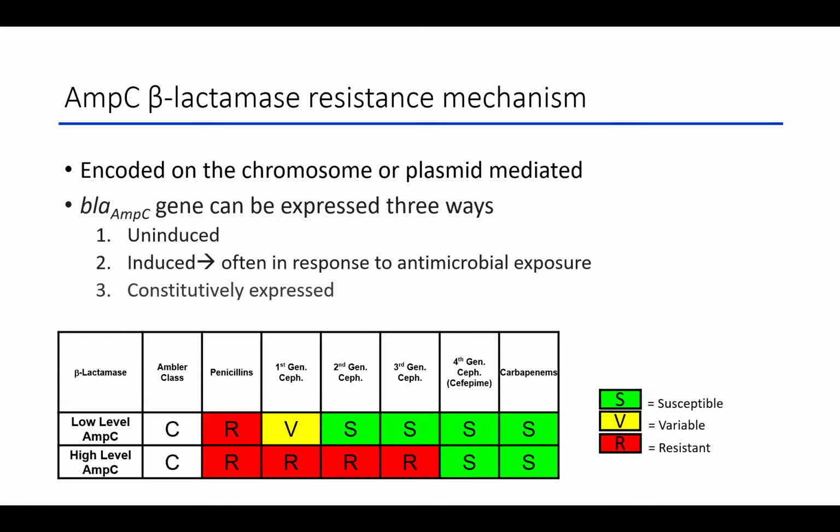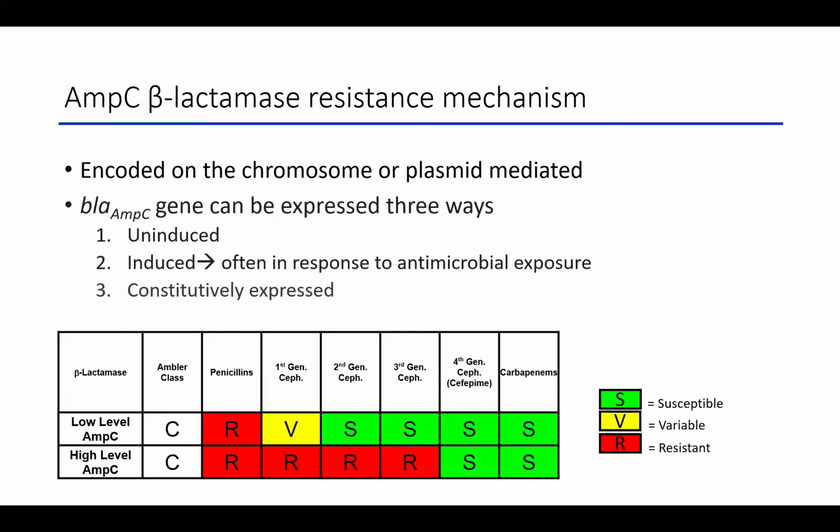One is uninduced, and that is going to be this low level here. You can see resistance to penicillins and variable resistance to first generation cephalosporins, but otherwise pretty susceptible. Induced is the high level AMP-C. That's where you get resistance to first, second, third generation cephalosporins or cephamycins. And then constitutively expressed. And most of the constitutive expression is on plasmid.